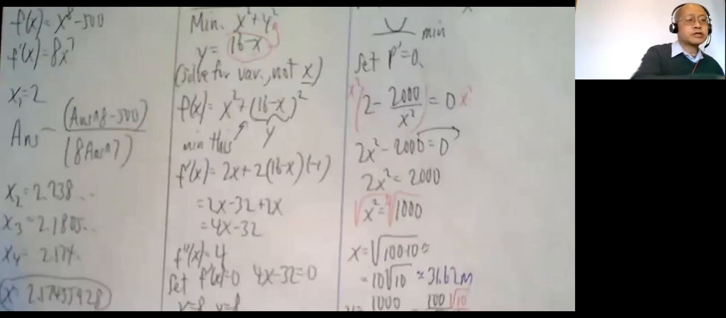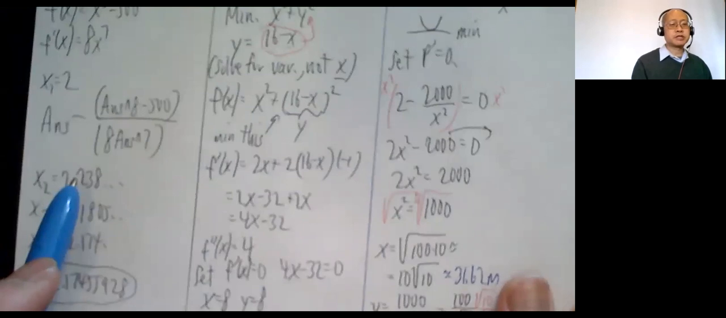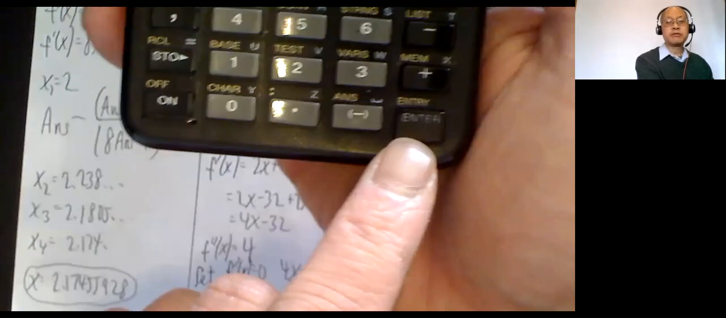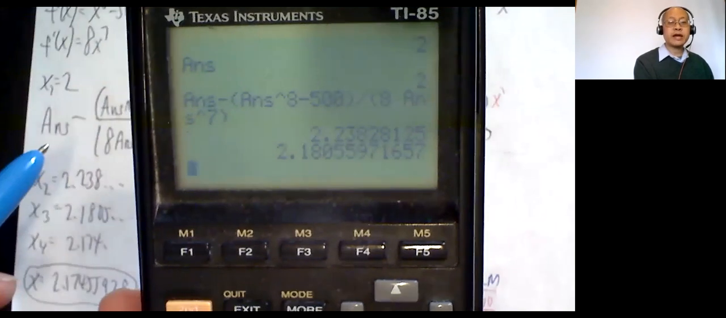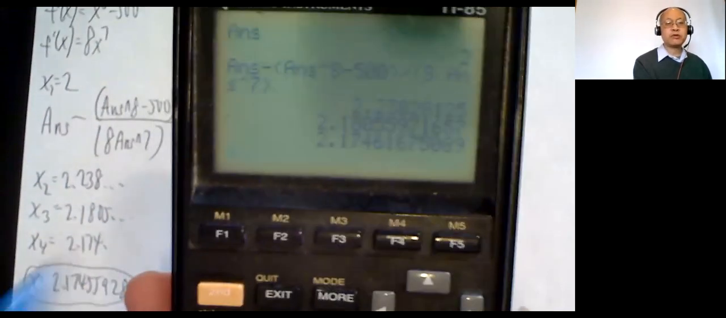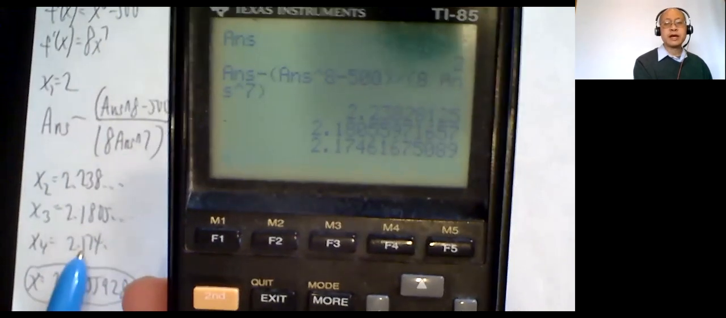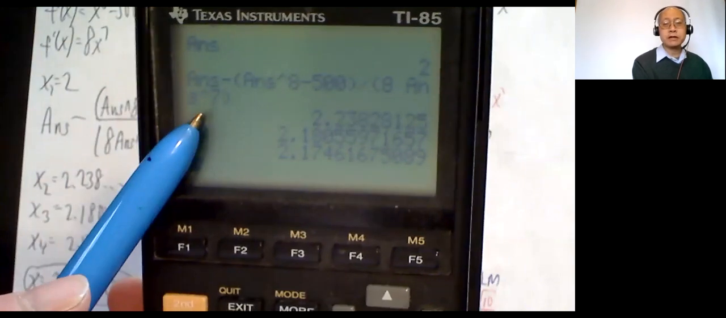So watch what happens. For you folks that don't have this button, sorry, you'd have to actually type it all in again. And you saw how I did that for problem 6, 7, 8. But with the answer key, all I have to do is press enter. I press enter. 2.18, what I have here. Press enter again, 2.174, and so on. It already has this stored, so I don't have to type it in all over again.